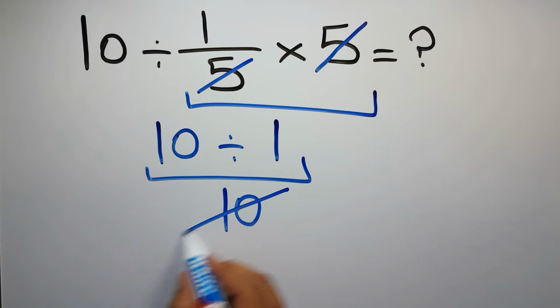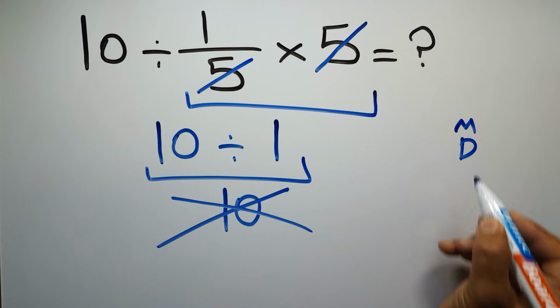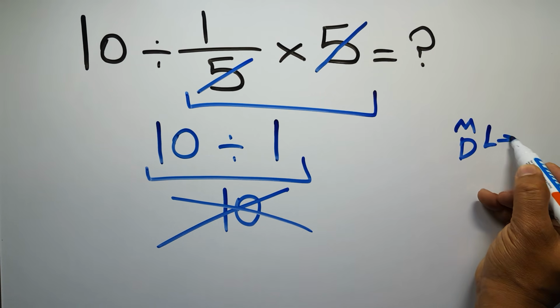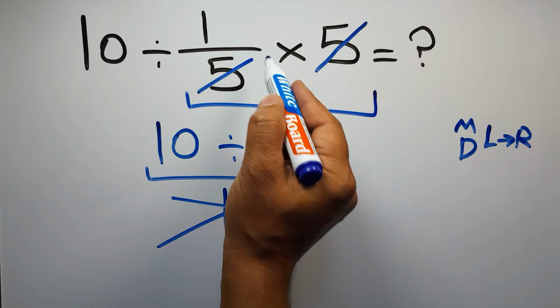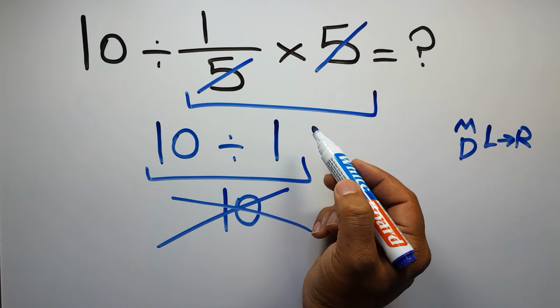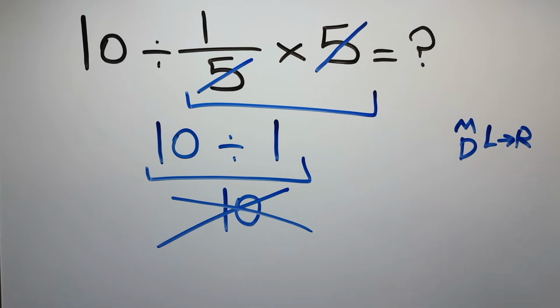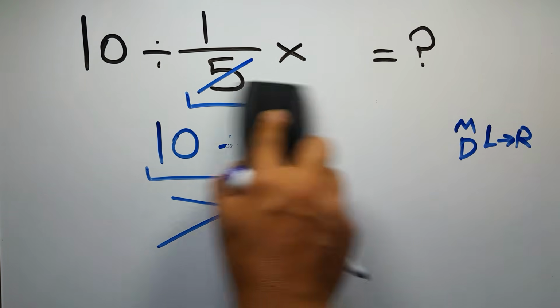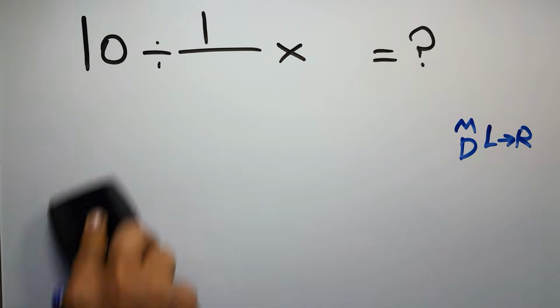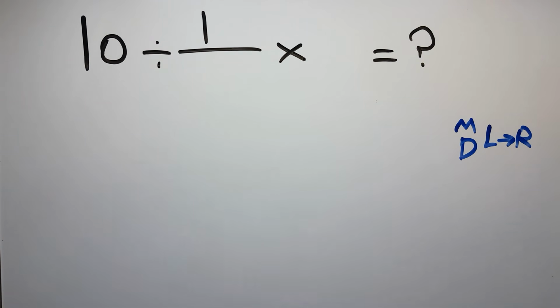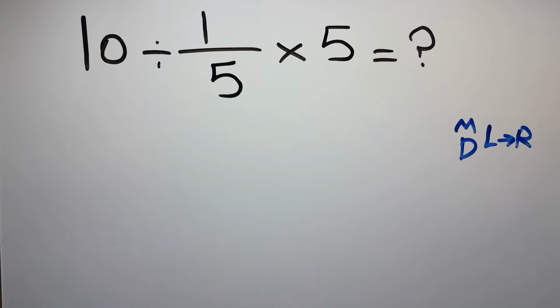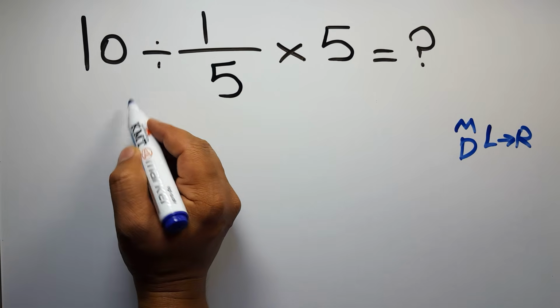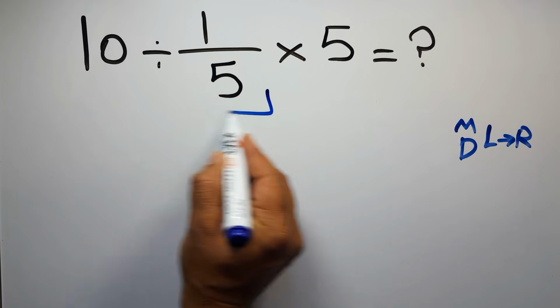But this answer is not correct, because according to the order of operations, multiplication and division have equal priority and we have to work from left to right. So here first we have to do this division, then this multiplication. If we do this multiplication before this division, it is wrong. So first we have to do this division, 10 divided by 1 over 5.